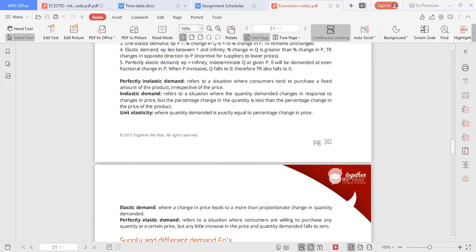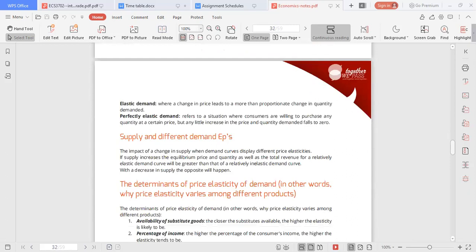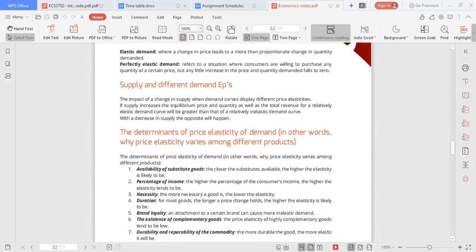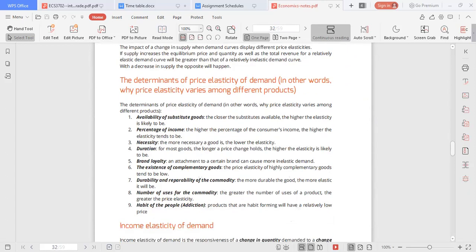So we've taken a look at perfectly elastic. So the determinants of price elasticity of demand: availability of substitute good, percentage of income, is the good a necessity, the duration, brand loyalty of the good itself, the existence of a complementary good, durability, number of uses of that same commodity, habit of the people, cigarettes.